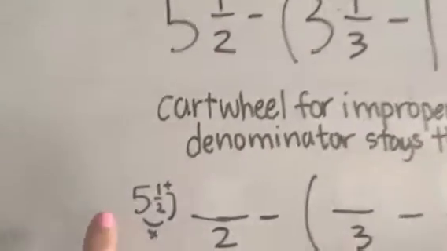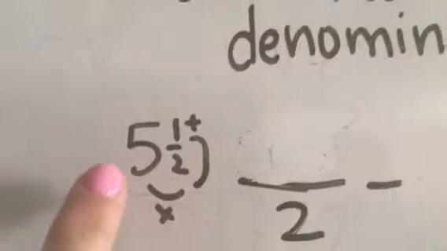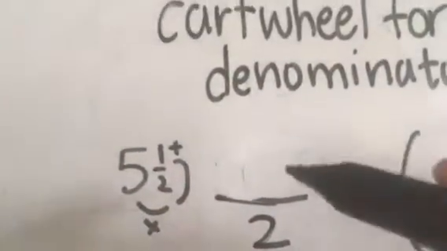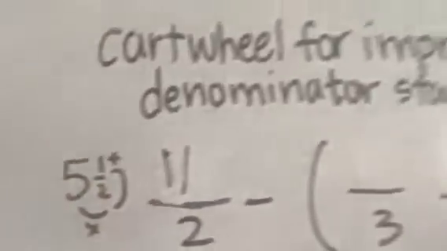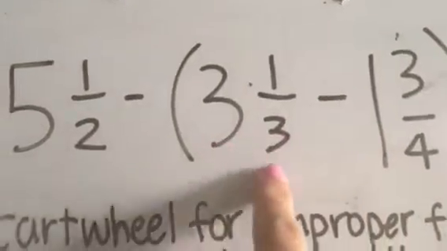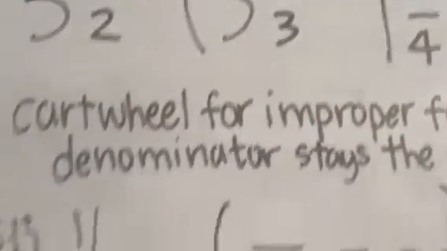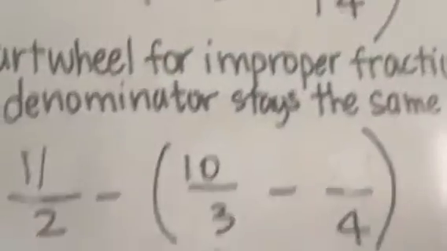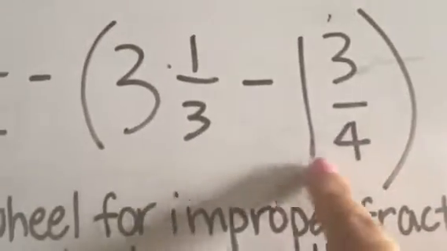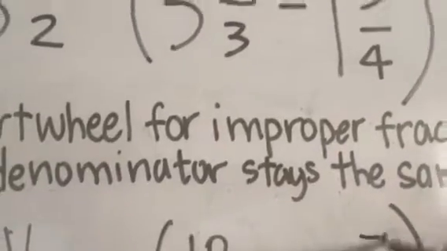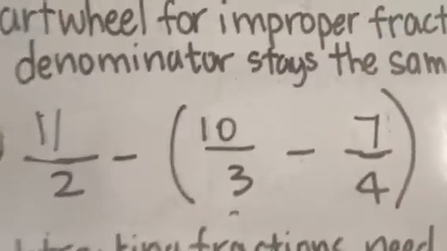Now let's do the first one here. 5 1/2. We're going to multiply 5 times 2 and get 10. Add 1 and get 11. So we'll have 11 halves there. For 3 1/3, we're going to multiply 3 times 3, which is 9. Add 1, which is 10. So we'll have 10 thirds. And then for 1 3/4, 1 times 4 is 4, plus 3 is 7, 7 fourths there.